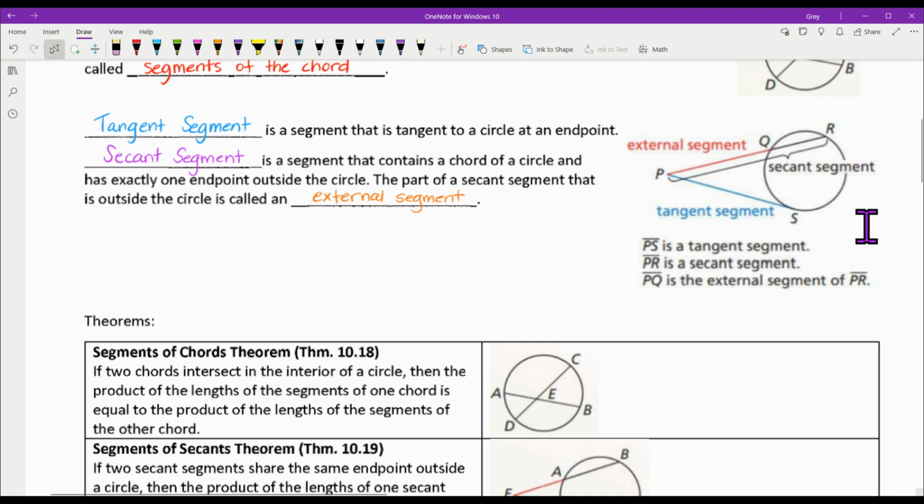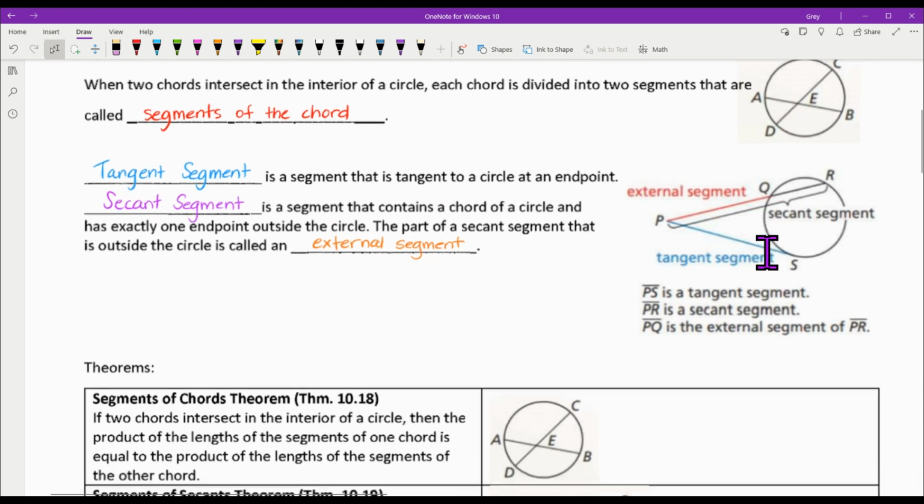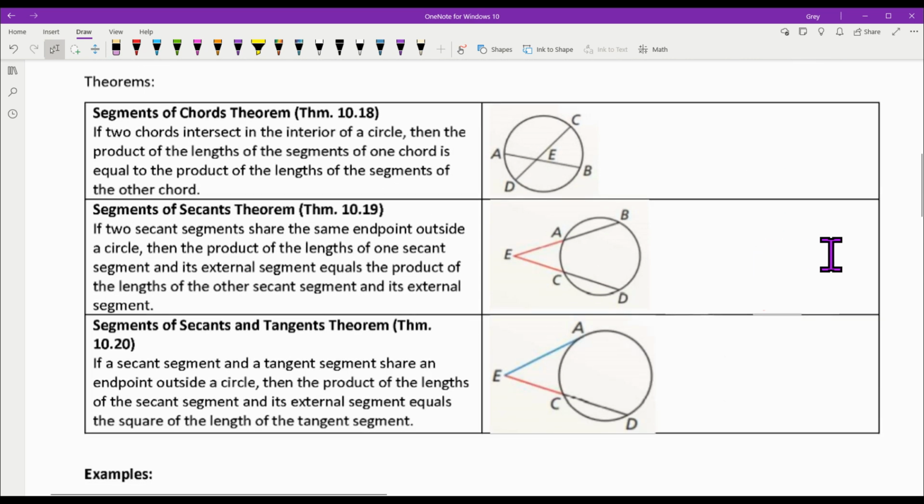But just like we've talked about before, a tangent touches a circle in one place, and a secant intersects the circle in two places. So that's why this is a secant, that's a tangent, and we're going to talk about how these are all related to each other and how we can use them to find values inside the circle.